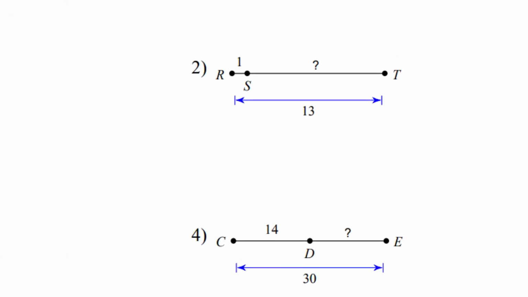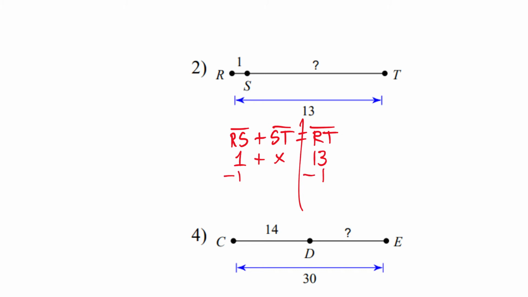Okay, number 2. So we're going to go RS plus ST equals RT. How long is RS? 1. How long is ST? X. And how long is RT? 13. So to solve for X, what would I do? Get the X by itself, minus 1 on both sides, X equals 12.